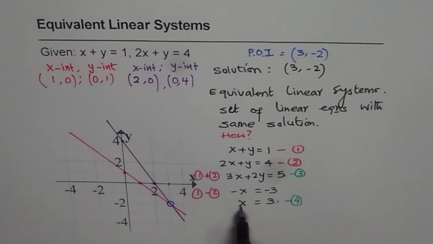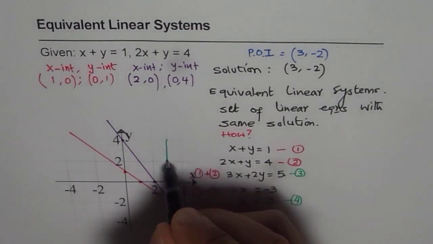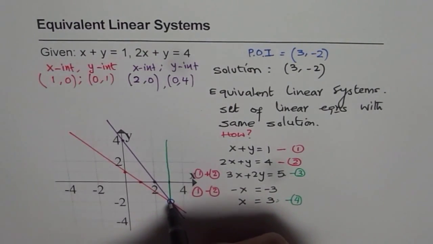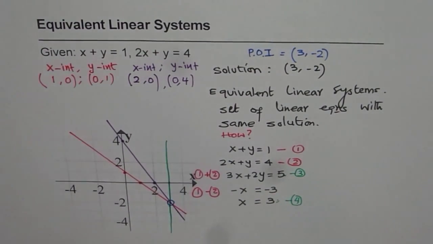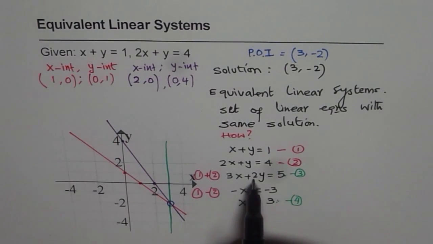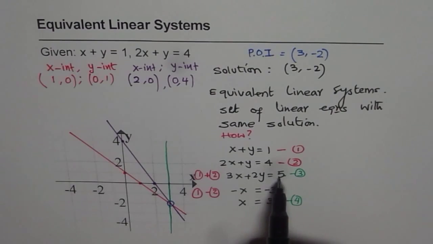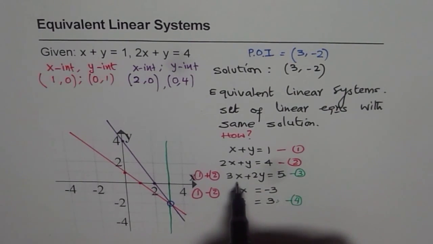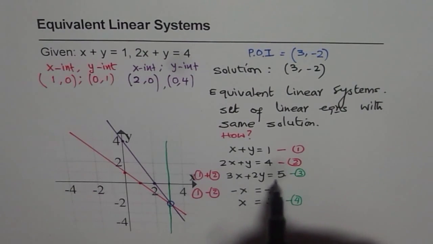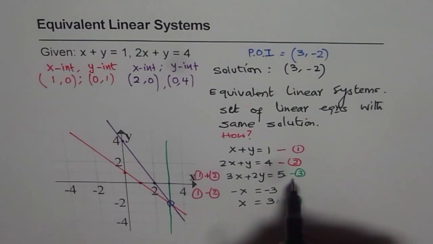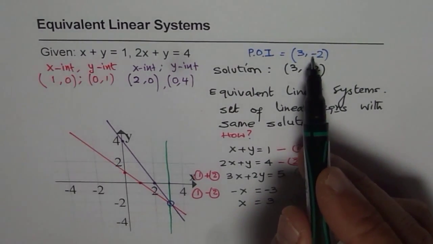This graph, x equals 3. x equals 3 means a vertical line through 3, right? As you can see, it goes through our point of intersection, correct? And the other equation is 3x plus 2y equals 5. Now here we can find the x and y intercepts, but that gives us a very difficult value to deal with. So what we will do here is just check the point (3, -2).